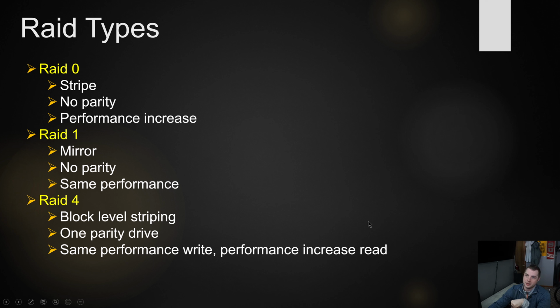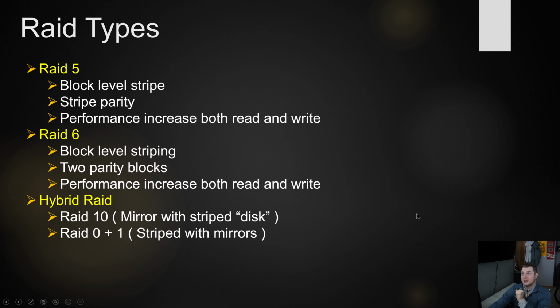RAID 4, block striping, 1 parity drive. RAID 5, block level stripe with parity. Performance increase, both read and write, sort of. Your parity drive is going to take away a little bit of performance overall, so it's not going to be the same performance as a pure stripe, but it's going to increase. RAID 6, block level striping, 2 parity blocks. The same thing, except you're taking away 2 disks instead of 1.